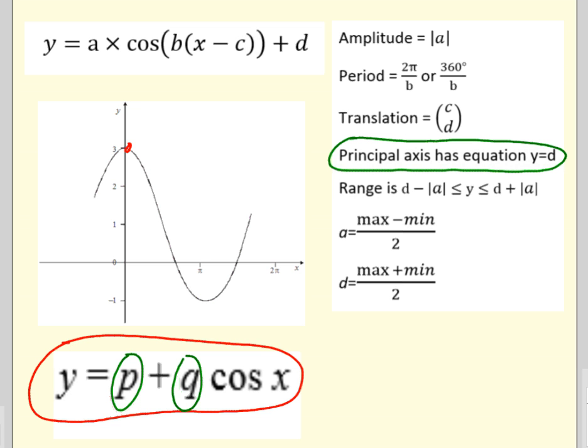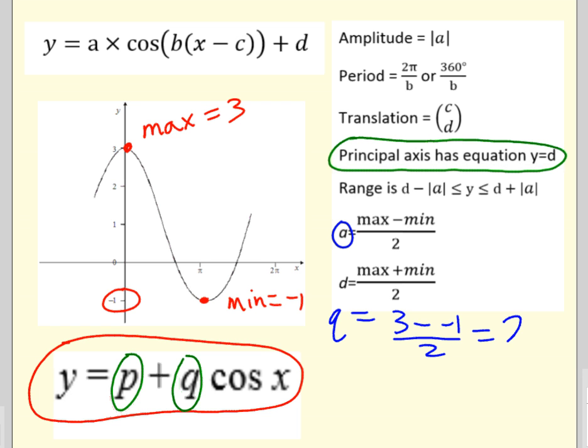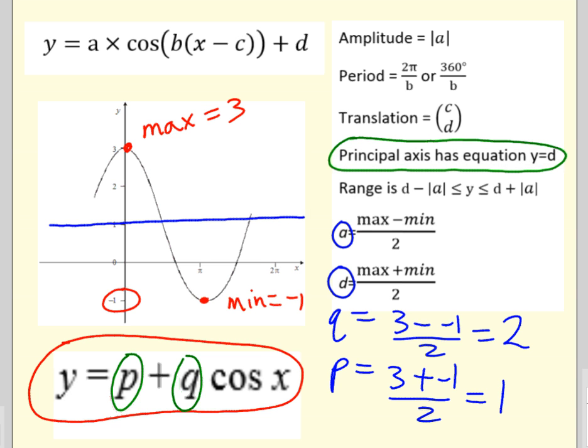Okay, in this question we're given that the maximum is 3 and the minimum is minus 1. Okay, so we can determine Q as maximum minus minimum divided by 2. Okay, that gives us a value of 2. And P, which is the vertical shift, in other words the principal axis, is maximum plus minimum divided by 2, which is 1. If you look at the sketch, you can see the principal axis there in the middle is 1. And that's it.